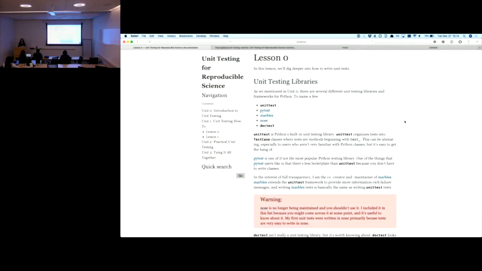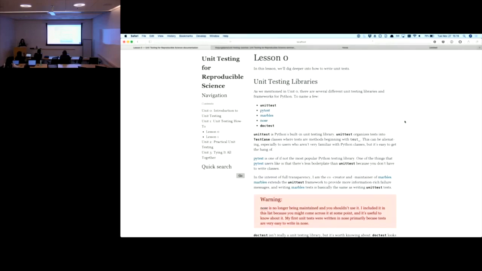PyTest is a really, really popular testing library for Python. One of the things that PyTest users really like about it is that it doesn't have all of the boilerplate that you get with unittest, because you don't have to write classes. My personal opinion is that boilerplate and that strict structure actually makes the tests a lot easier to understand, and a lot easier to reason about what the tests are doing. That's important, because you don't want to get into a situation where you feel like you have to write tests for your tests.